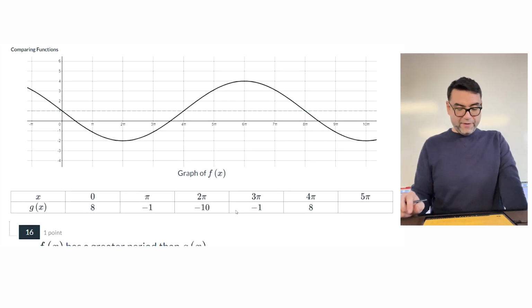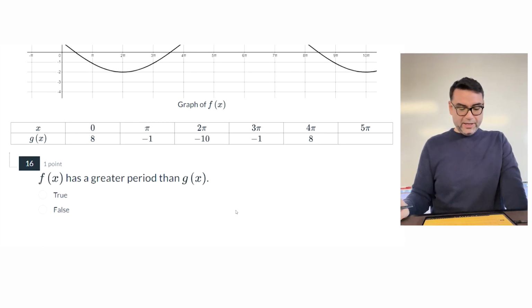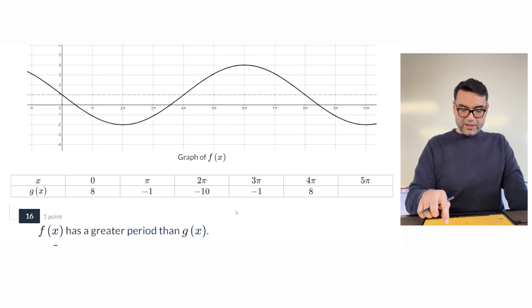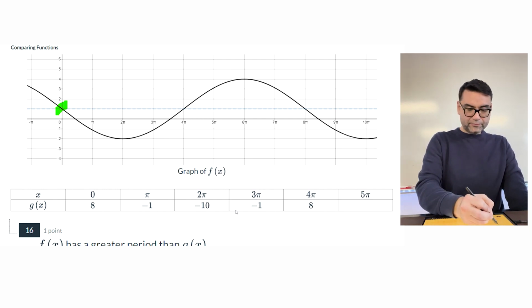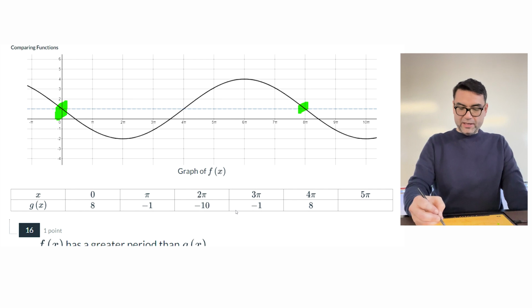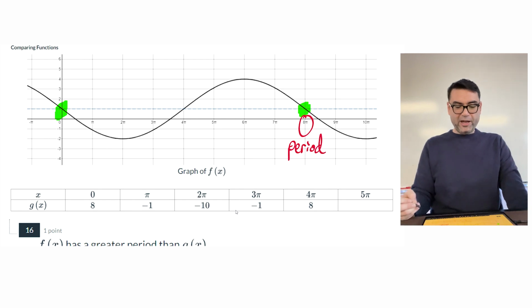We have a graph of a function called f and a table of a function called g. And number 16 is asking us a true-false question. F of x has a greater period than g of x. All right, well, let's go ahead and see here. My graph of f of x starts here and ends a period here. So that would mean my period is right here, right? That's the length of my period, 8 pi, right?